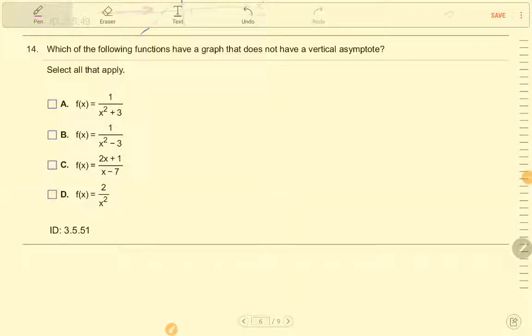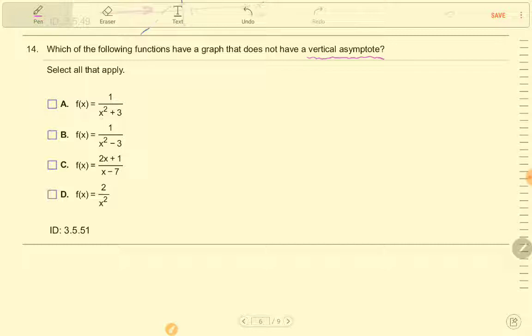Hi there. Which of the following functions have a graph that does not have a vertical asymptote? Ooh, this is a nice question. The way that you can tell is if you can figure out which denominators could never be zero no matter what. Or in other words, which denominators show that we don't have any restrictions on x.